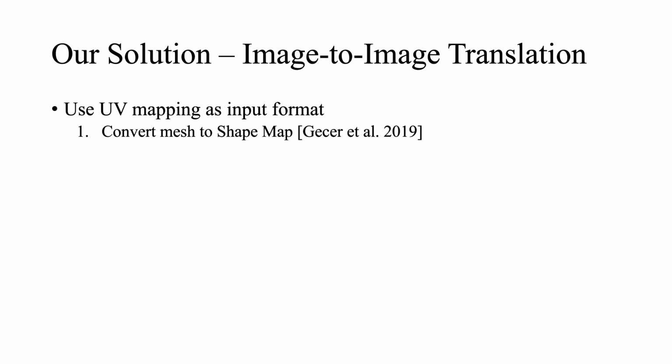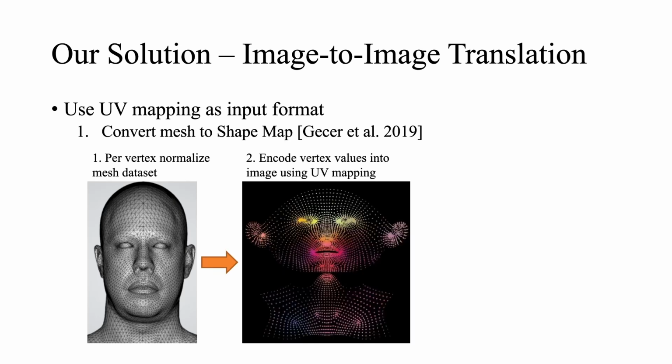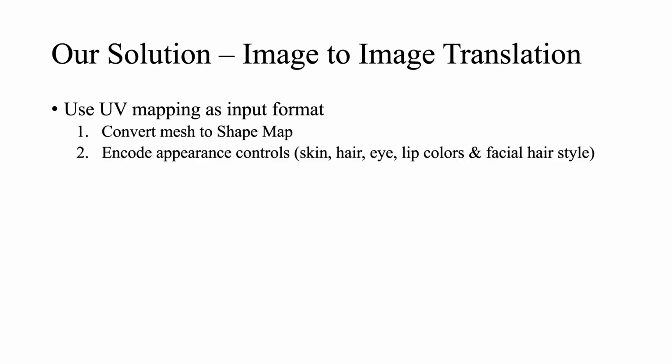We start by converting our mesh database into shape maps, a method by Gecer et al. in 2019. The process starts by per vertex normalization of the mesh dataset so that all of the meshes are scaled between 0 and 1. Next, each vertex has its XYZ values placed in image space using its UV coordinate. Once all vertex values have been placed, the triangles are then filled using barycentric coordinates. Next input, which is converted into UV format, are the appearance controls.